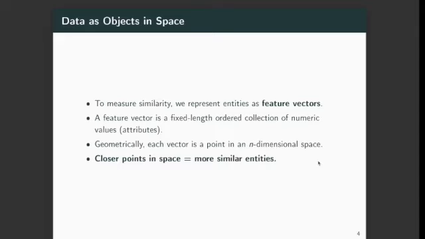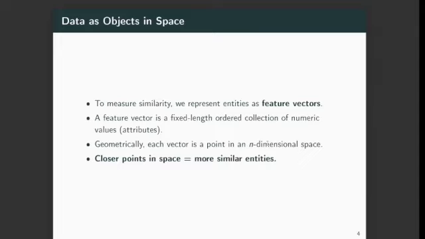And then I can think of this geometrically, where each vector is a point in n-dimensional space. In 2 dimensions, there are only 2 features. With 3 features, we end up with 3-dimensional space. If more than that, it becomes a higher dimensional space. The rule of thumb here is quite simple. Points that are closer together in that space, whether it's 2, 3, or higher dimensions, represent entities that are more similar to each other.